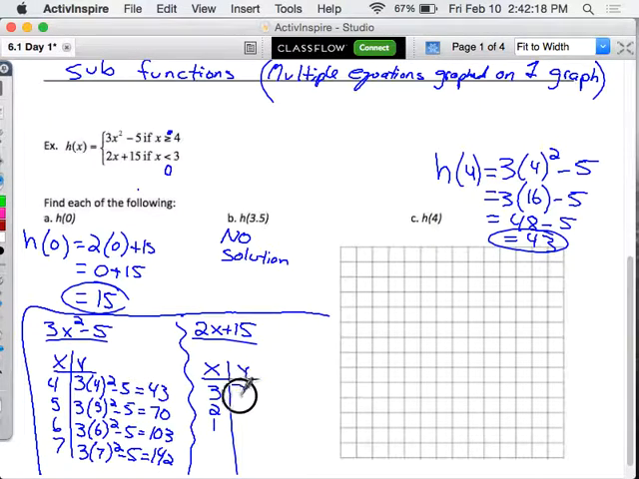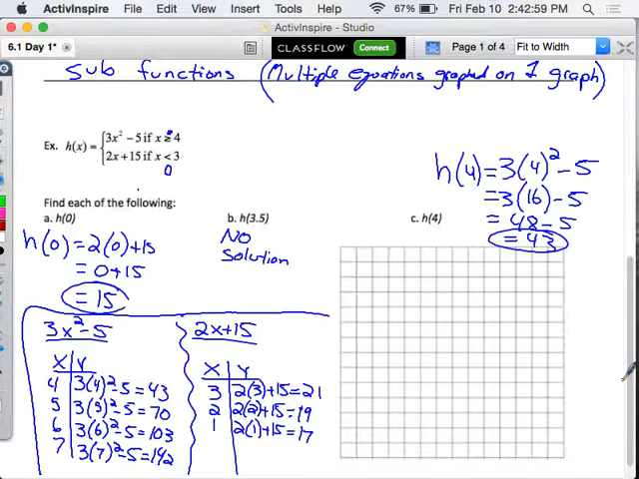All right, so plugging in 3 becomes 2 times 3 plus 15, which is 6 plus 15, which is 21. 2 times 2 plus 15 comes out to be 19. And 2 times 1 plus 15 equals 17. Okay, now we have a bunch of coordinate points that we can plot, like 4, 43, 5, 70, 2, 19. Those are all points that we're going to plot on this graph.